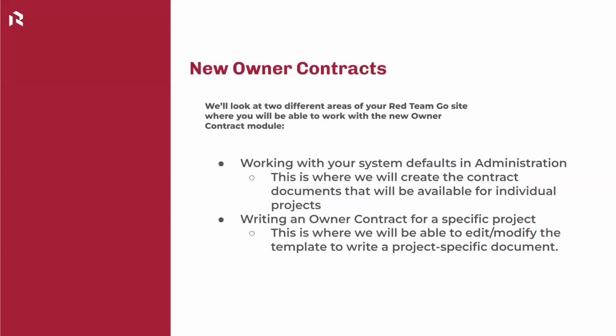So the way I'm going to present this today is there's kind of 2 sides to the coin. The first part that we're going to look at is setting up your defaults in administration. So this is where we're going to create the owner contract documents that will be available to use. And then we're going to jump to the other side of the coin, and we're going to look at actually writing an owner contract for a particular project.